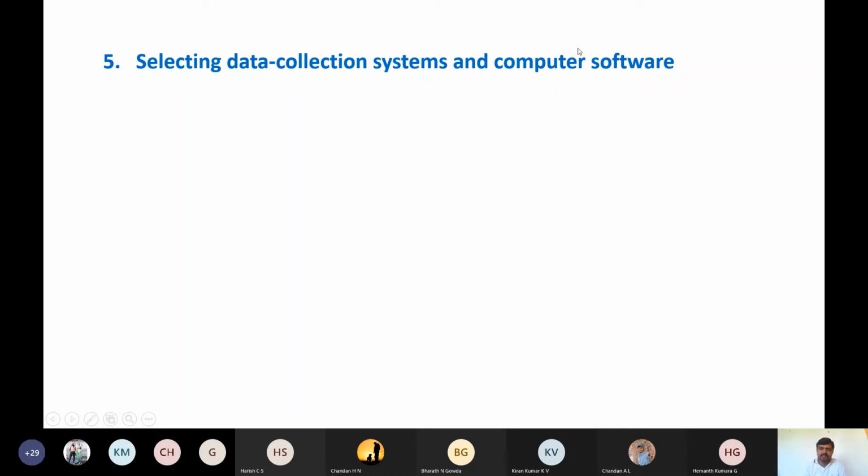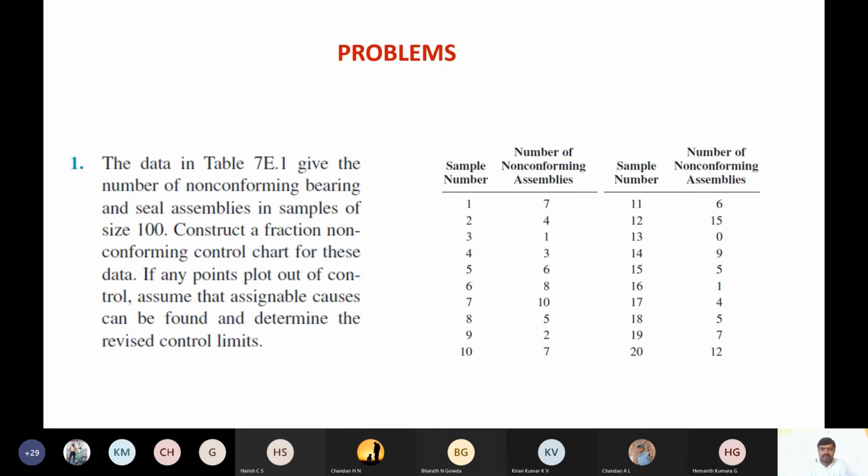Then you have to make a judgment on which is the suitable one. Next, even for collecting data, now you can automatically collect data using sensors and using softwares, like SCADA.